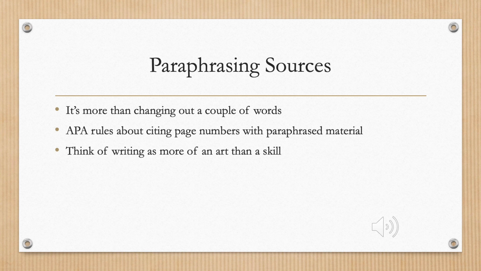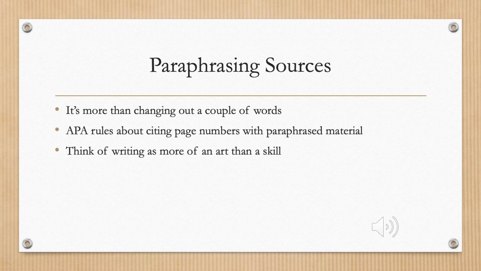So you want to put it into your own words by reading it, putting the original aside, and then just try pretending you're explaining it to a friend or a relative, or you're writing an email, a completely different audience, because that can really help you avoid the perils and pitfalls of paraphrasing poorly. And APA rules about citing page numbers with paraphrased material are kind of left up to either the instructor or the writer, depending on what situation you're in.